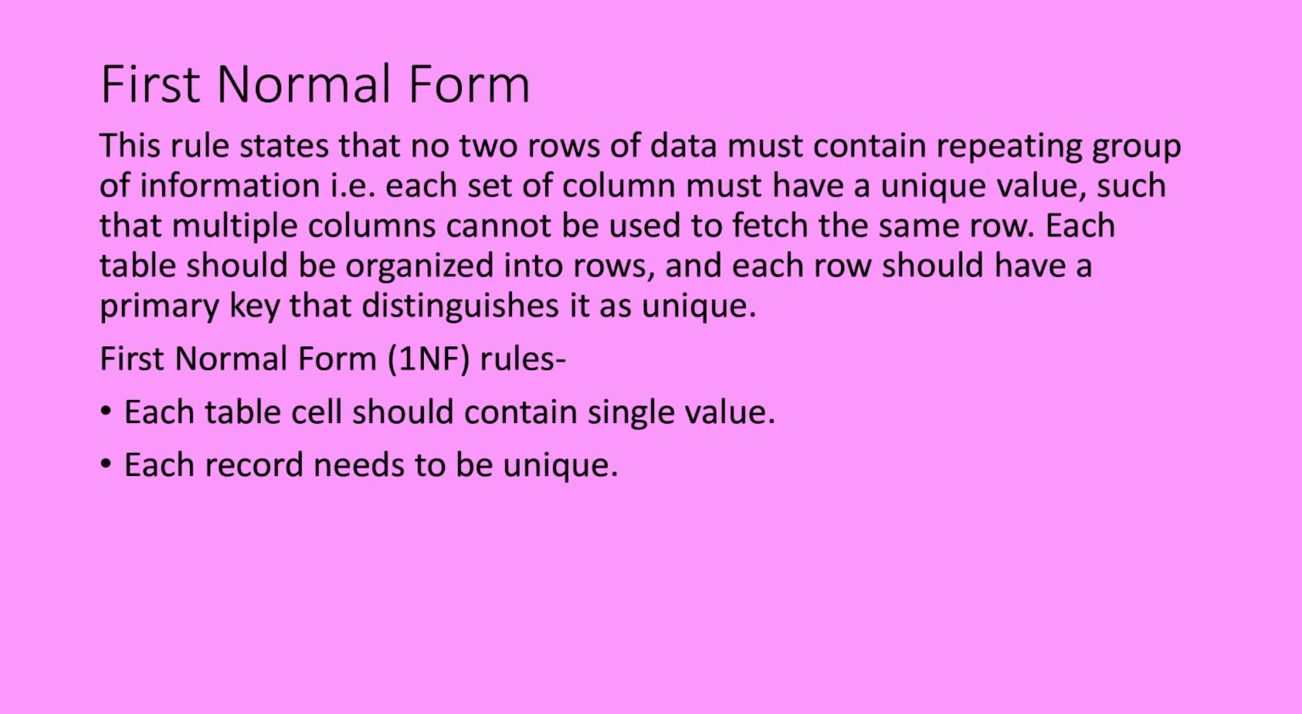First normal form. This rule states that no two rows of data must contain repeating group of information. That is, each set of column must have a unique value such that multiple columns cannot be used to fetch the same row. Each table should be organized into rows and each row should have a primary key that distinguishes it as unique. First normal form rules are: each table cell should contain single value. Its record needs to be unique.